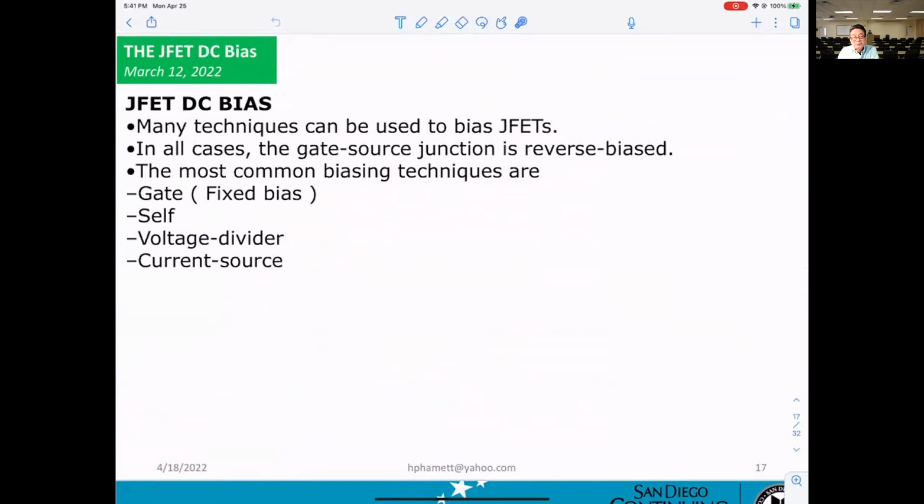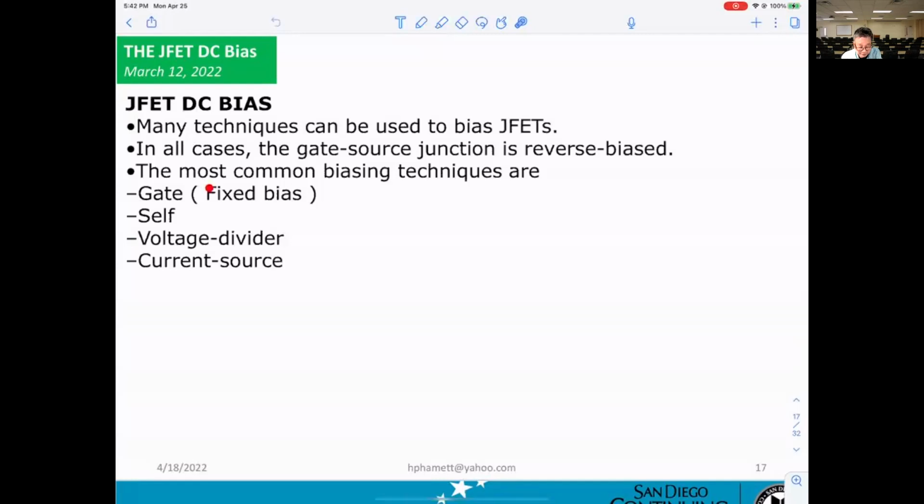However, either bipolar or the JFET, they need the DC power supply to make the JFET work before they can try to be the amplifier. Okay, the most common biasing technique. Going to see how they do bias in JFET.